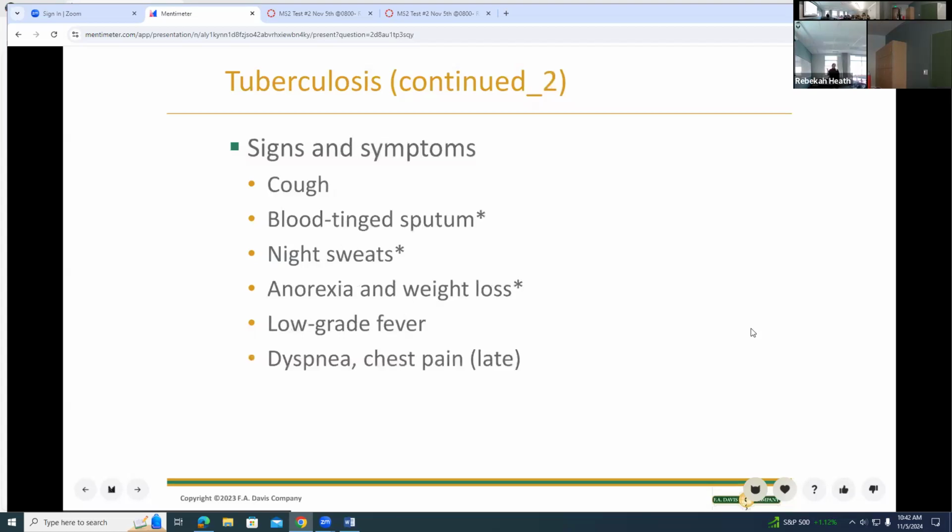Signs and symptoms, so cough, yes, but the blood tinged sputum, night sweats, anorexia, and weight loss, those are the hallmark signs and symptoms of tuberculosis. You ever watch old movies, somebody's grandpa is in the corner and he's coughing up blood? That is one of the big hallmarks of tuberculosis. You can see low grade fever, you might have some chest pain or dyspnea later, but hemoptysis or blood tinged sputum, the weight loss, and the night sweats, those are classic tuberculosis.